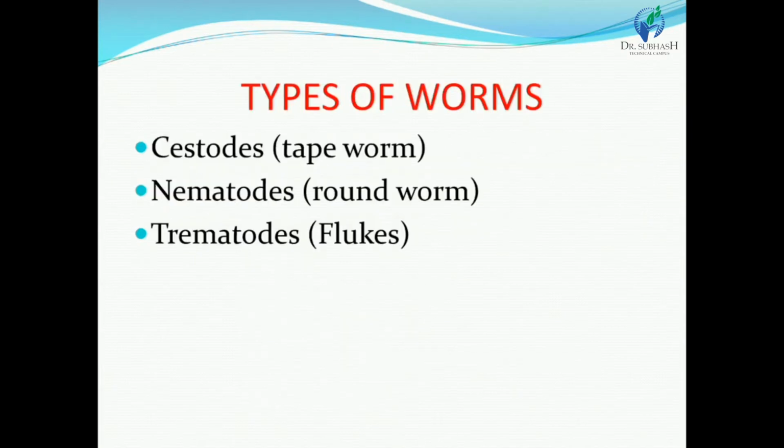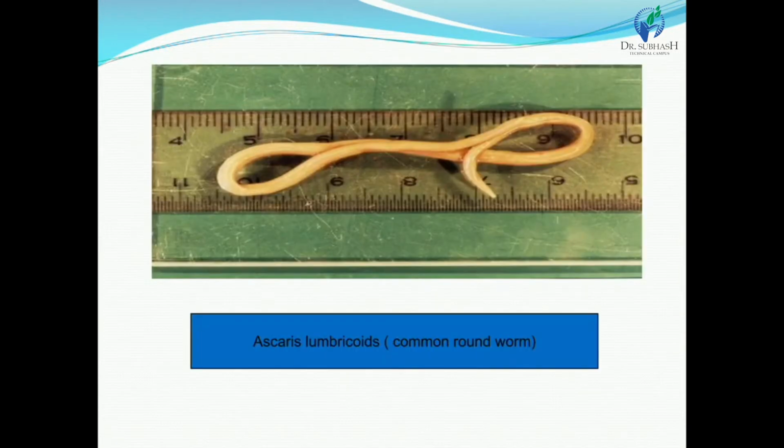While coming to the types of worms, they are basically three types: cestodes, that is tapeworm; nematodes, that is roundworm; and trematodes, that is flukes. Here we can see certain examples of those worms. First, the common roundworm, that is Ascaris lumbricoides.